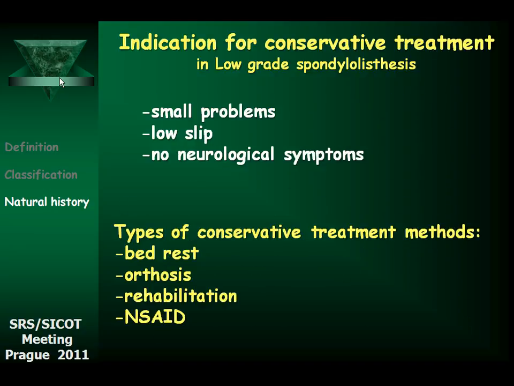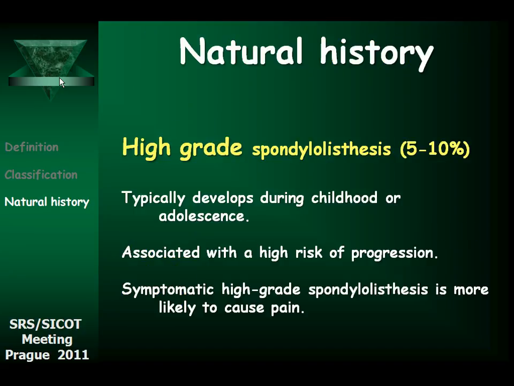Conservative treatment is mostly useful for low-grade spondylolisthesis. We indicate it for patients with small problems, low slip, and no neurological symptoms, and we can recommend bed rest, orthosis, rehabilitation, and some drugs to relieve the pain.